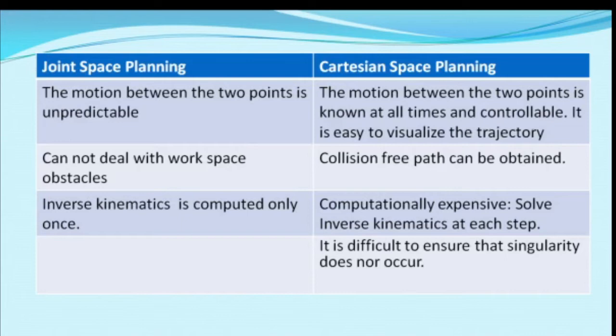Third point, joint space planning. In this trajectory planning, the inverse kinematics is computed only once. You know, inverse kinematics is computationally expensive. It involves nonlinear equations. So here, it's required only once. While in case of Cartesian space planning, we have to solve the kinematics equation at each step, so the number of times we have to solve that equation is large. So it is computationally expensive. And in Cartesian space planning, it's difficult to ensure that singularity does not occur. So this is the comparison.